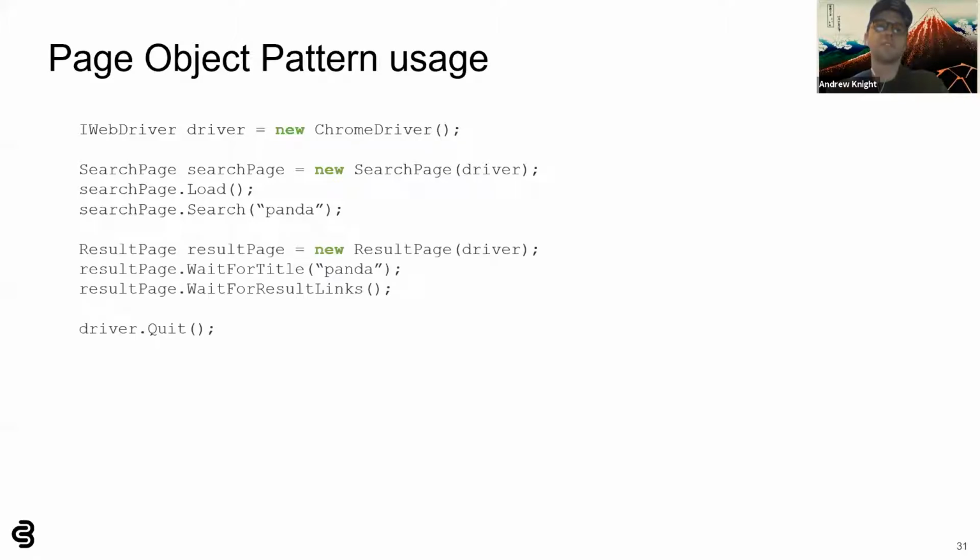Other steps can be rewritten using page objects too. Here, I don't even need to show the result page class's implementation. We can just presume that we would have these intuitive methods like wait for title and wait for result links.